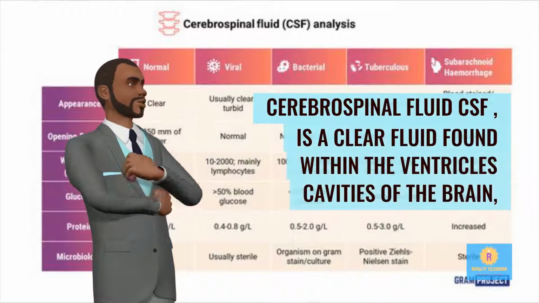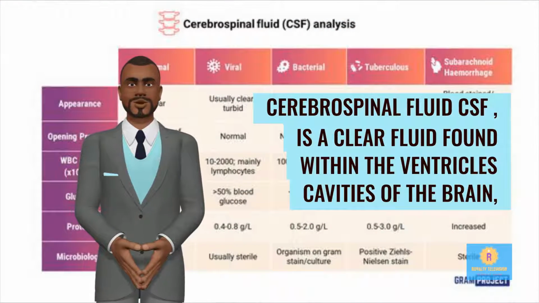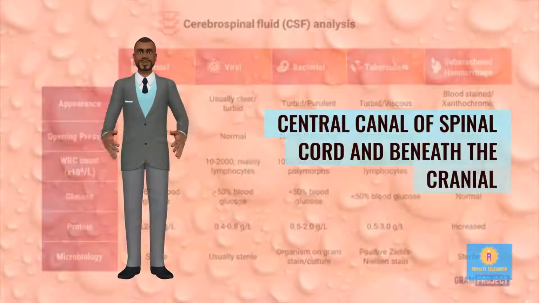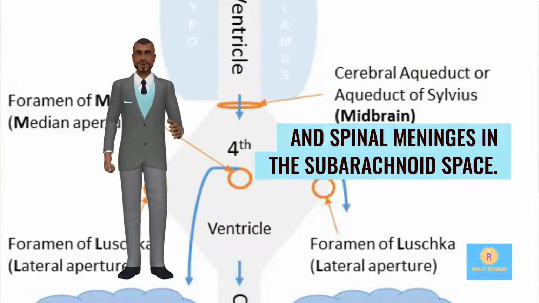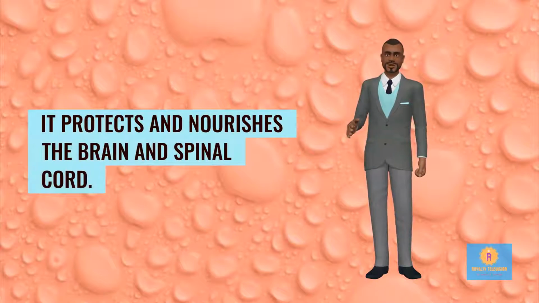Cerebrospinal fluid, CSF, is a clear fluid found within the ventricles (cavities) of the brain, the central canal of the spinal cord, and beneath the cranial and spinal meninges in the subarachnoid space. It protects and nourishes the brain and spinal cord.